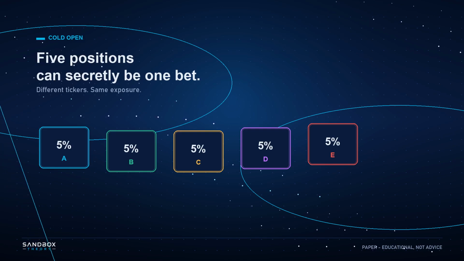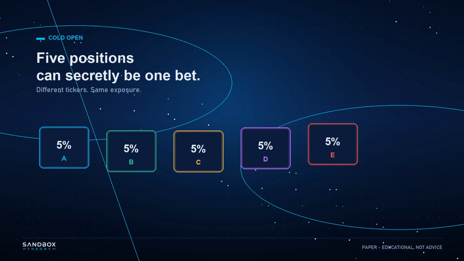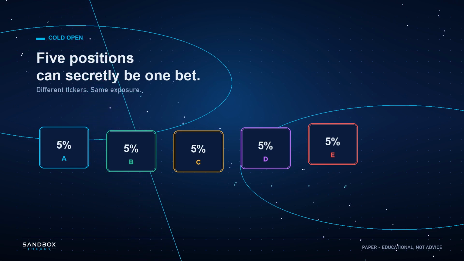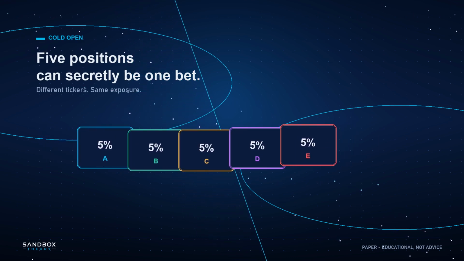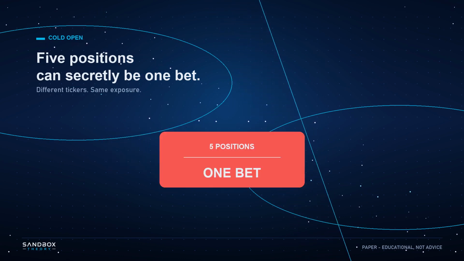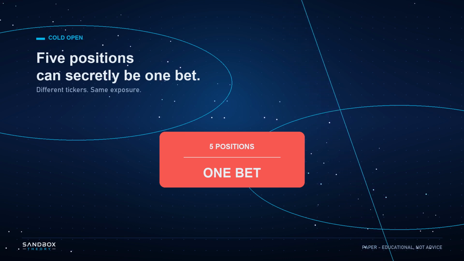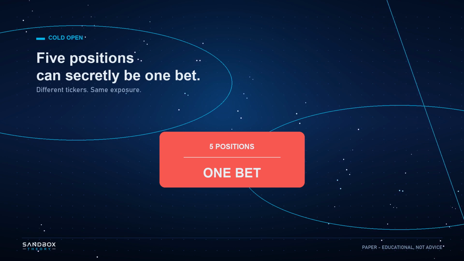Here are 5 stocks, 5 different companies, 5% each, all clearly different tickers. Looks diversified, right? Now watch. What if all 5 are high beta tech names that move together, up together, down together? Then you don't own 5 things. You own one bet wearing 5 costumes. Today I'll show you how I catch that, and a punchline that surprised me.